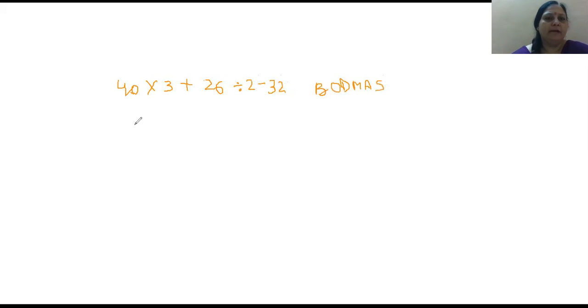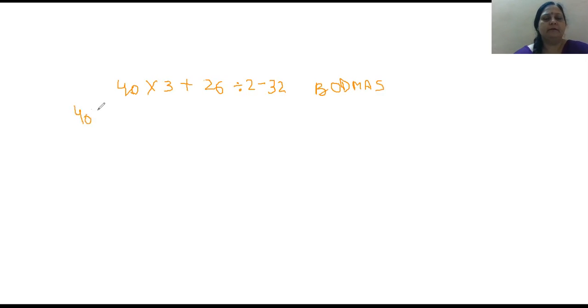Now here brackets are not given to you, so we will skip this step of opening the brackets. We'll come straight to O. O is also not given, so we will skip that also. Now we'll come to the third one, D. Division is given to you, so we will write all the digits as it is.